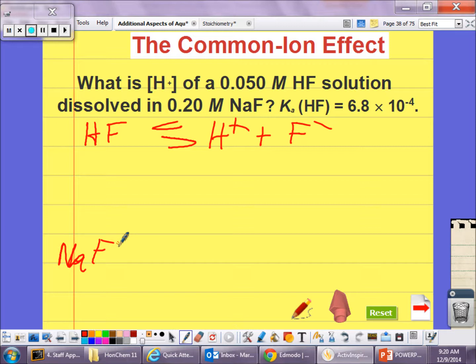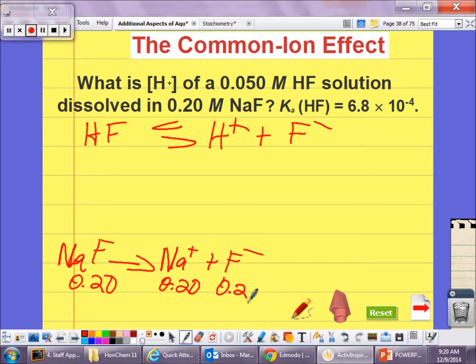is a soluble salt. It will dissociate completely into Na plus and F minus. So if I start with 0.20 molar NaF, I will end up with 0.20 molar Na plus and 0.20 molar F minus. Since this is the conjugate of a strong base, it is a spectator. I don't care about it. It is neutral. So what I care about is the F minus. What is the F minus? It is a common ion to this equilibrium.